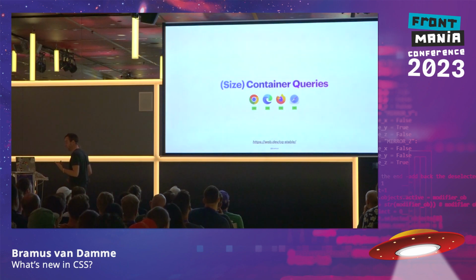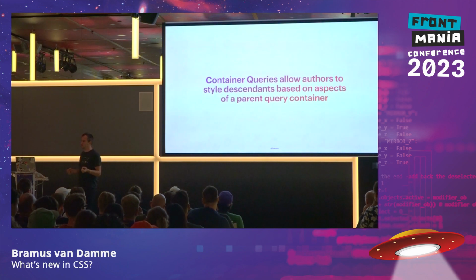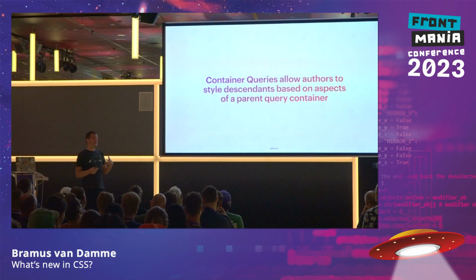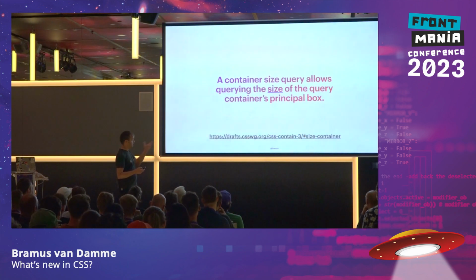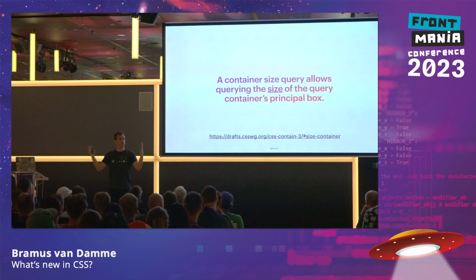So first one are container queries. Who has heard of container queries? Quite a few of you. Amazing. All right. So with container queries, you can style descendants, so child elements, based on the size of a query container. So for size container queries, you can style some children based on the size of their wrapper. If you know media queries, you know how it works. With media queries, you size something depending on the size of the page, like the width of the page.